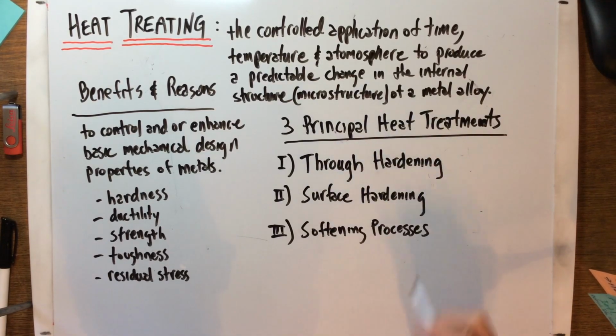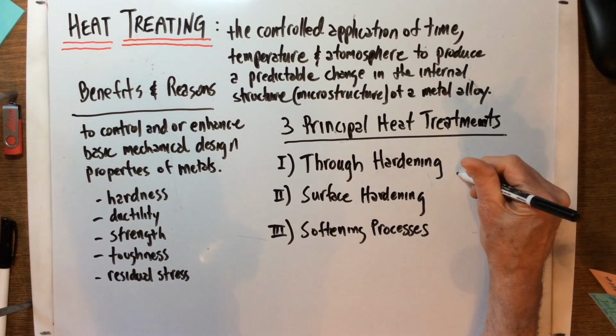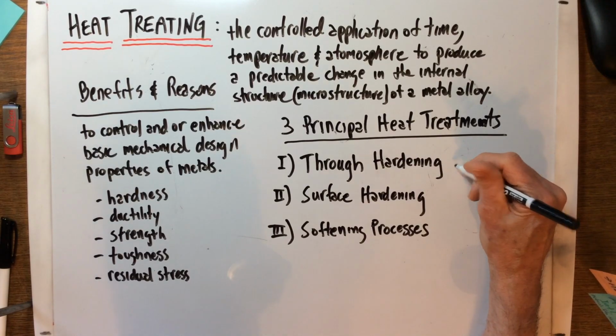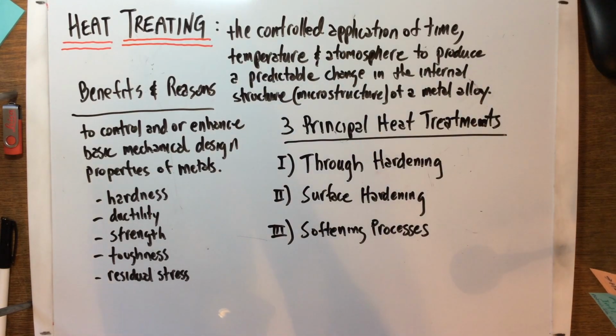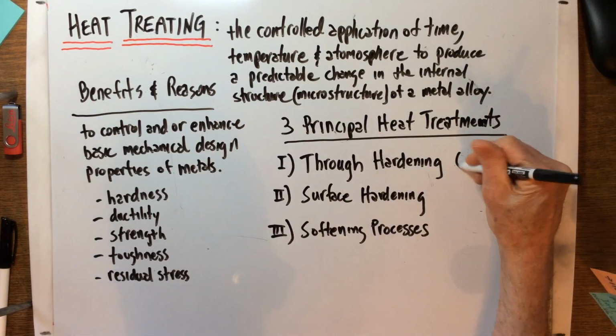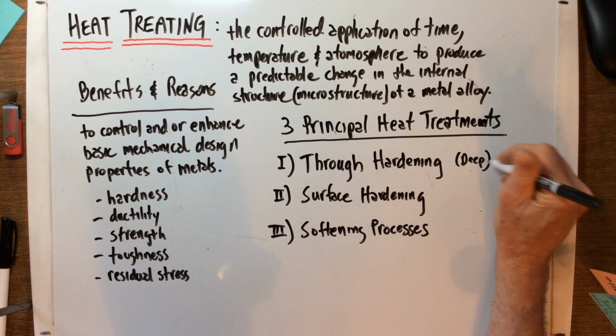Okay, so let's detail these out a little bit. Under through hardening, this is just the complete hardening all the way to the core, the complete volume of that part completely hardened. That's what through hardening is about, sometimes referred to as deep hardening.